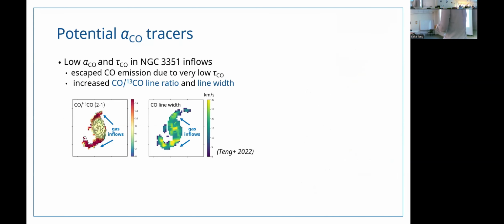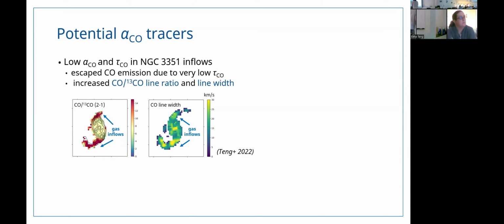So if you recall, I have been emphasizing the inflow regions of NGC 3351 because it is the region where we find extremely low alpha CO, and it is also the only region with optically thin molecular gas. So we think this suggests that the low alpha CO is probably because of the increased CO emission due to the very low optical depth. And we found that this scenario perfectly explains why we are observing significantly higher CO to 13CO ratio and increased CO line width along these inflow arms.